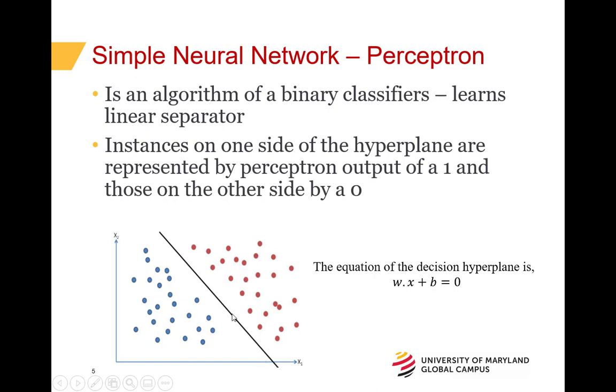So instances on one side of the hyperplane are represented by a perceptron output of 1, and those on the other side by 0. Sometimes you find books where one side is represented by 1 and the other side by -1. There's no difference. Okay, so that is perceptron. It's a linear separator of a binary class.